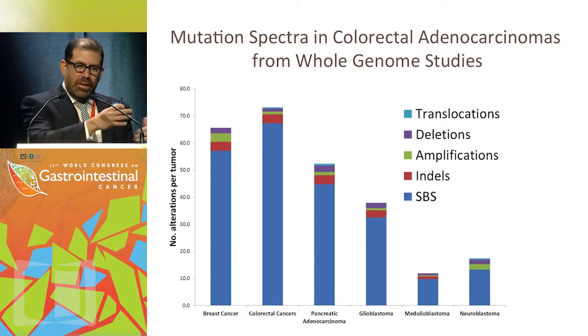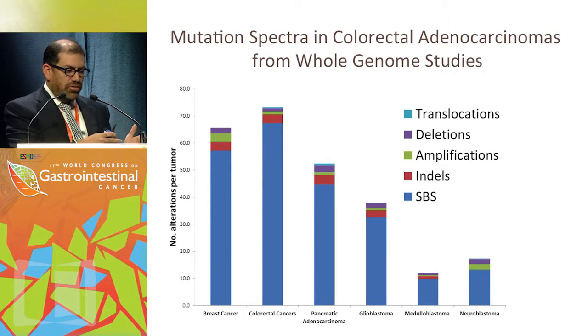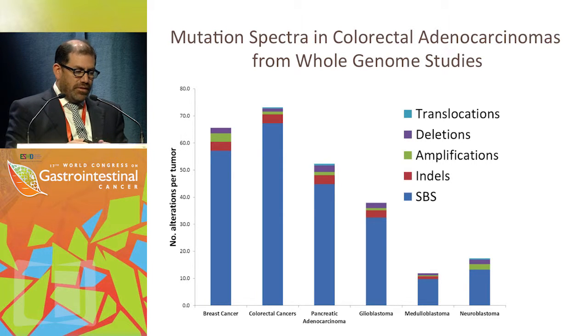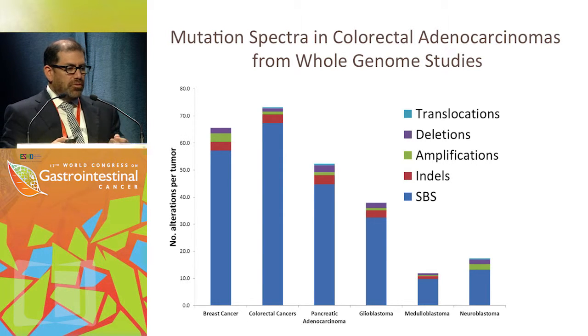And then if you look at the spectrum of mutations in colon cancer and compare it to the other solid tumors, it's very similar. So there's not a lot of dissimilarity between these different tumor types in terms of how they look from a mutational status.